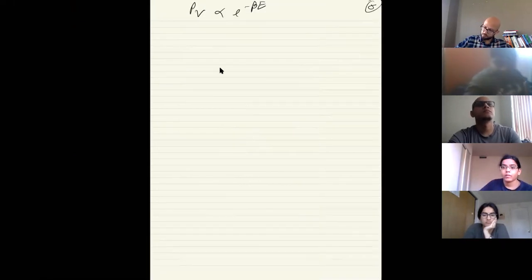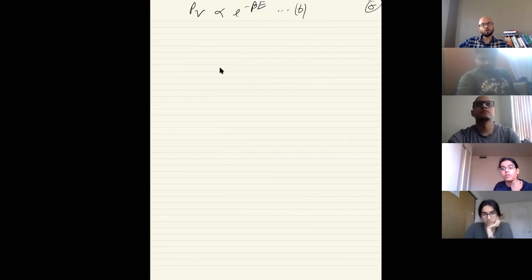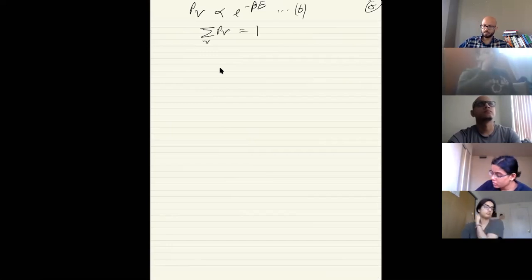And we call this equation number 6. What do we expect of a probability? We expect a probability to be more than 0. Well, that's clearly true because it's an exponential. We expect a probability to sum up to 1. We expect that the sum of p nu over all nu must be equal to 1, right?